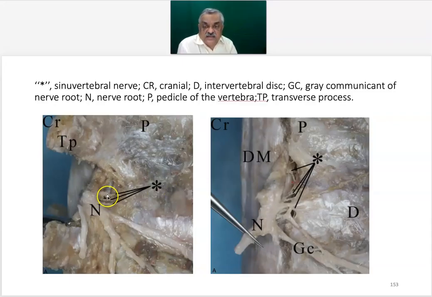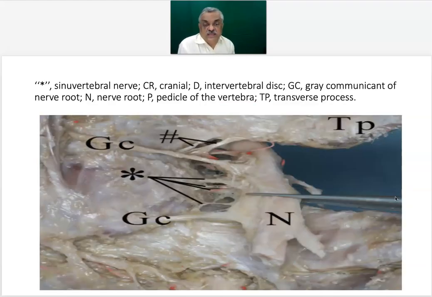CR is cranial, D is the disc here, GC is the gray rami communicans of the nerve root, N is the nerve root, as you can see here. P is the pedicle of the vertebra. TP is the transverse process, and this is dura mater. So this is dura, this is the nerve, this is the sinuvertebral nerve going to the disc. So this is the nerve supply of the disc, which is very important in understanding low back pain.